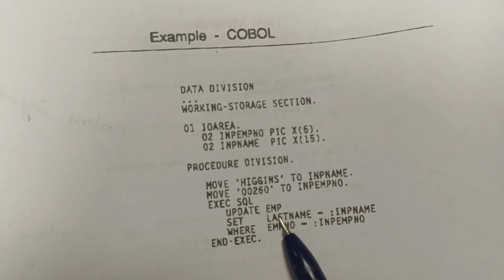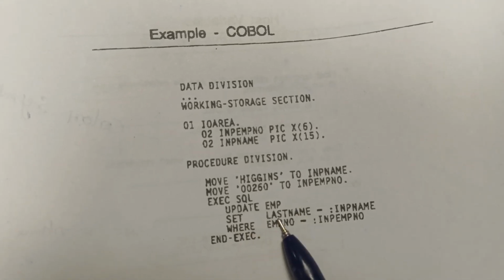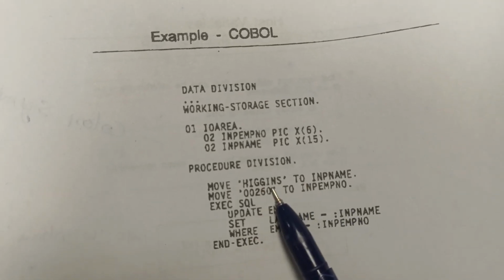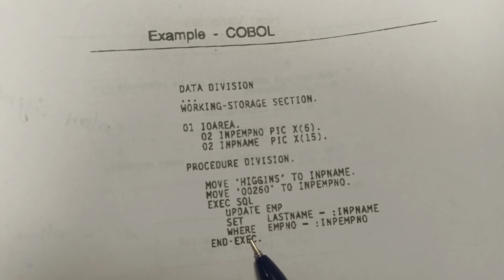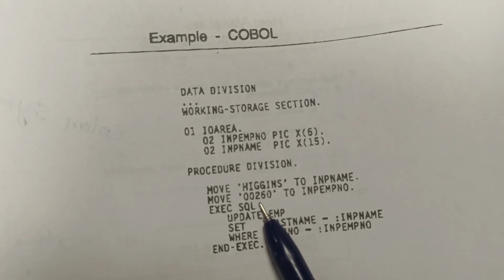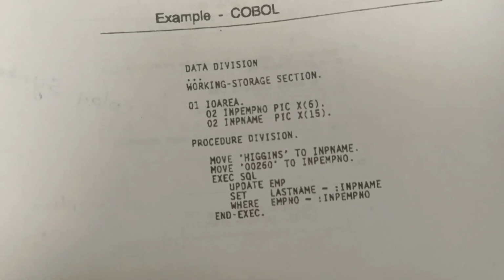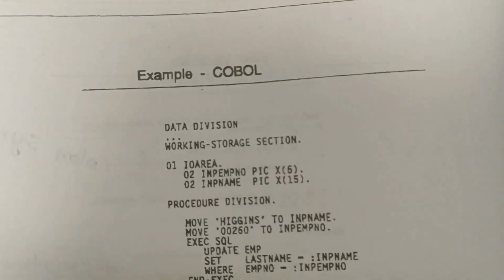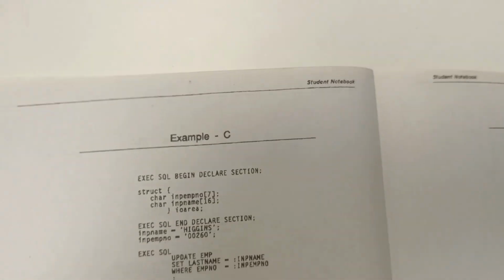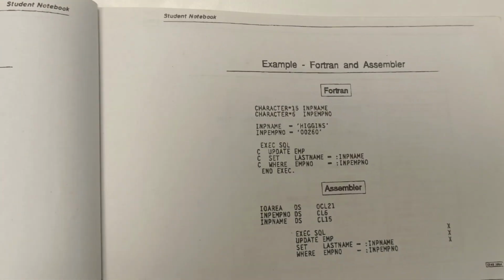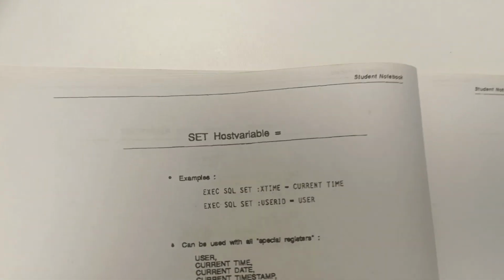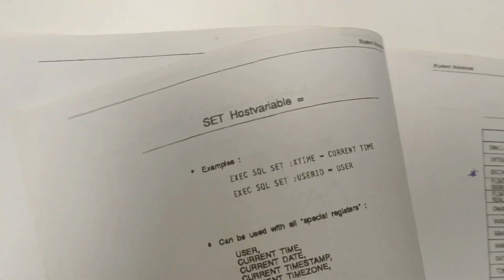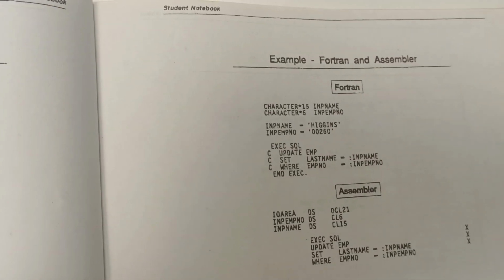Whenever you are giving an update, it updates the table name and sets the last name to, say, Higgins, where the employee number corresponds to 60 here. This is how to pass the data into the COBOL program through a host variable. This is PL/I, this is C, and this is the assembler. You can ignore it. Whoever knows assembler can see the commands.